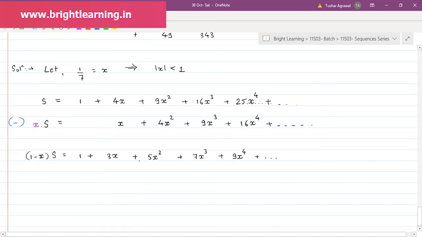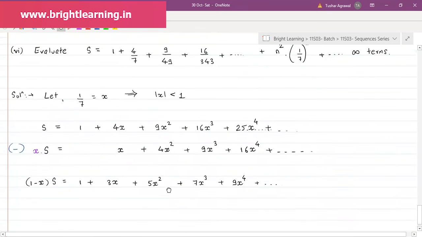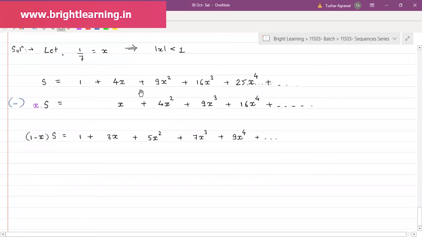No, sir. Think that this is again the arithmetico-geometric series. Sir, here we have to take common x? Here x you cannot take common. If you take x common, then it will be 3 plus 5x plus 7x square plus 9x to the power 4. How can you add that? You cannot add them.